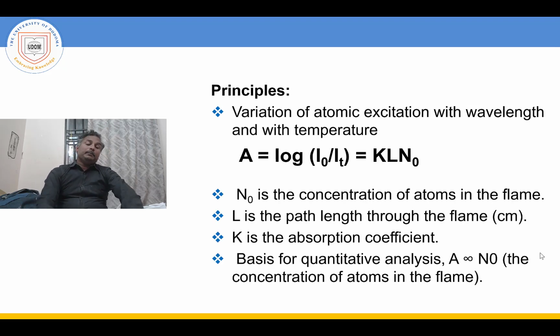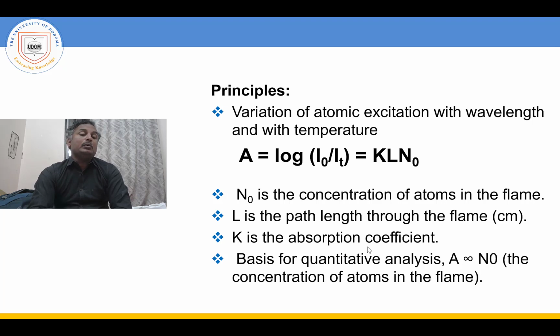Now let me move to the further principles, particularly for qualitative analysis and quantitative analysis. For qualitative analysis, the wavelengths are very important. Each and every element has its own absorbed wavelength or emitted wavelength. That means it is unique. It is a unique wavelength which is absorbed by a particular element. So that is the basic principle for qualitative identification.